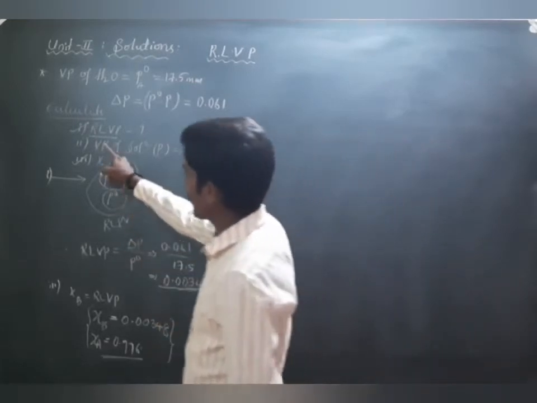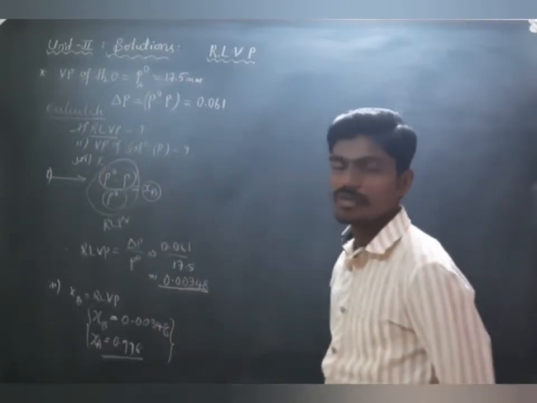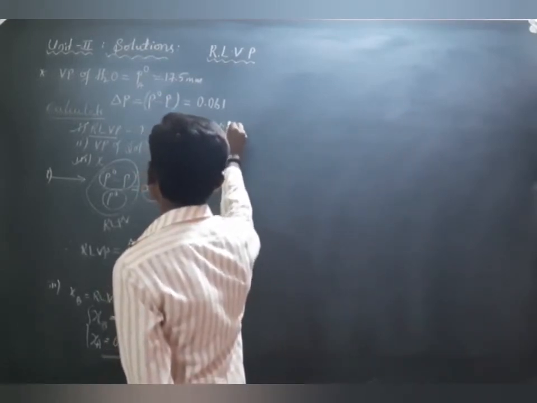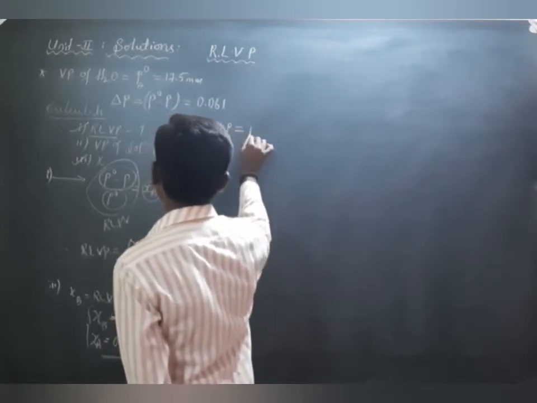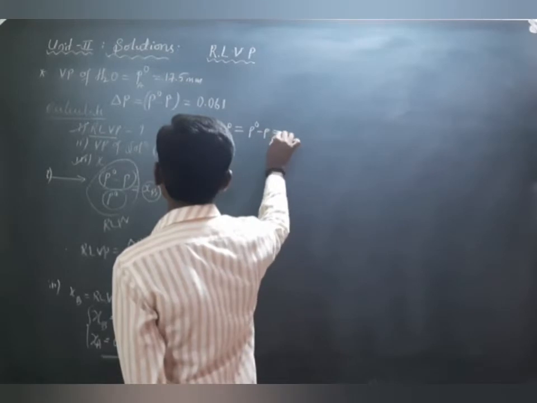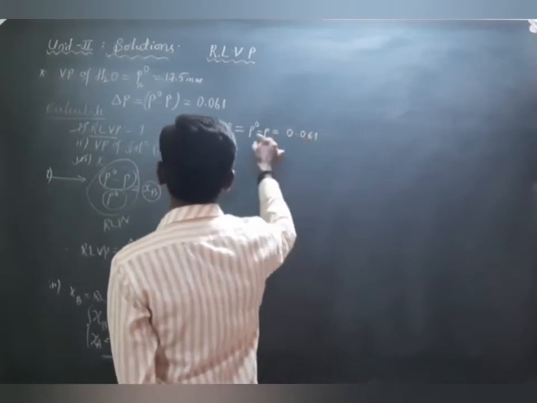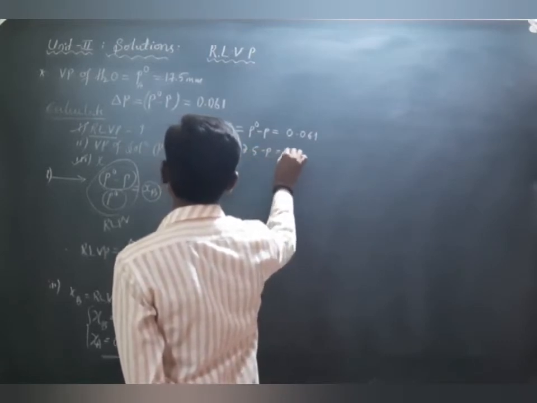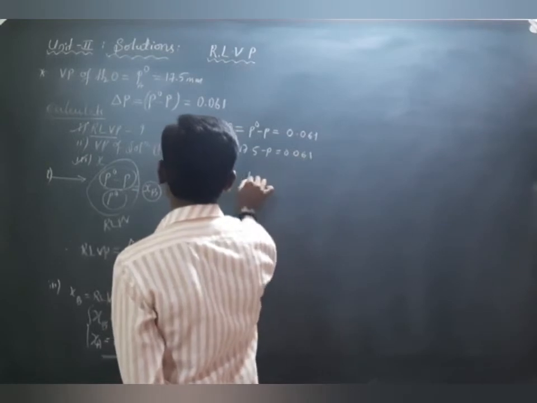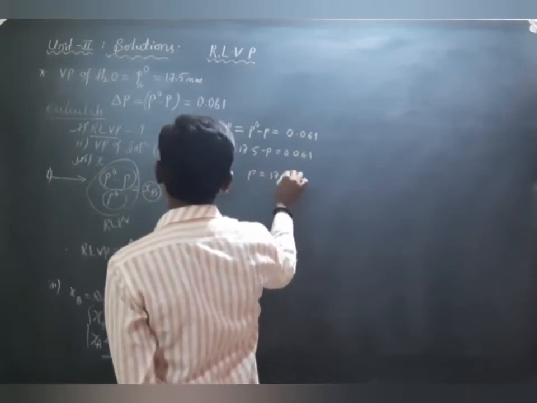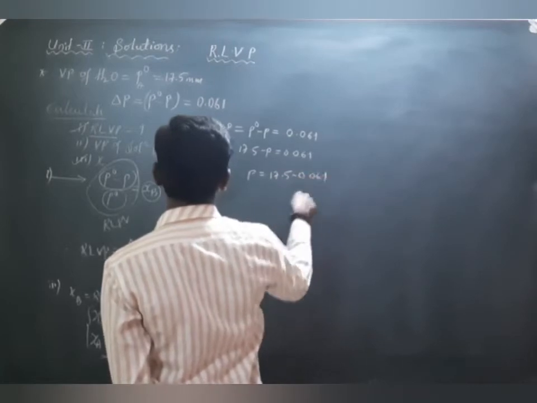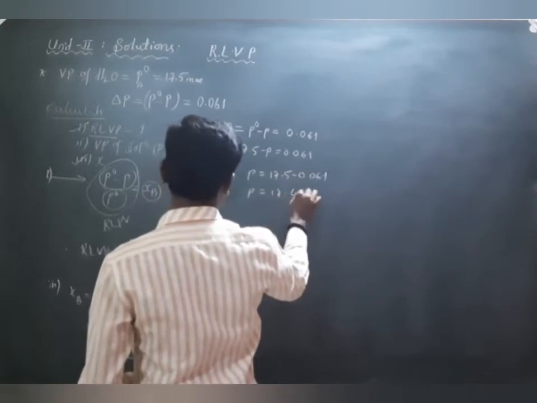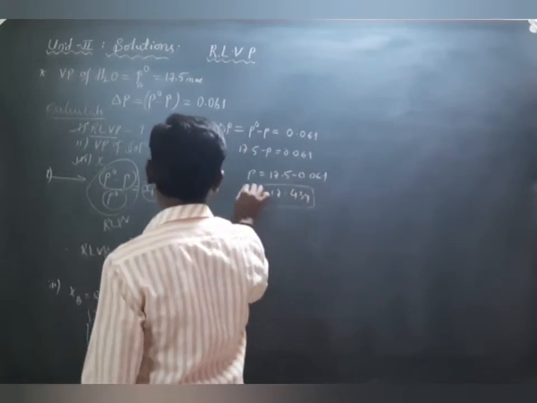Now calculate the vapor pressure of solution. How do we calculate it? Delta P we already know: delta P is P naught minus P, which is equal to 0.061. P naught is known, that is 17.5, minus P is equal to 0.061. Therefore P is equal to 17.5 minus 0.061, so the answer is 17.439. Verify the answer.